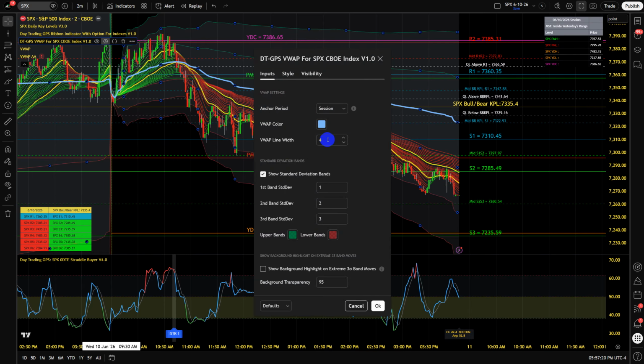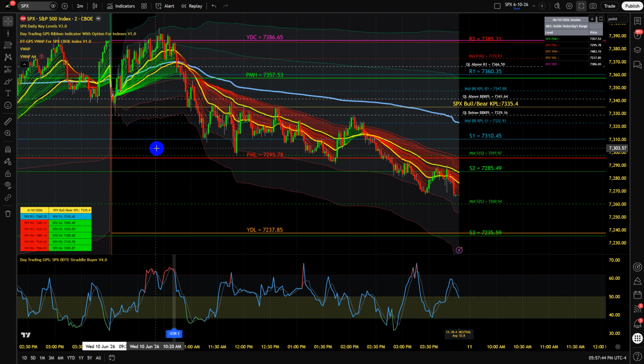So you go in, you can have a different anchor period. Typically just use it on the session. We have the VWAP color set to blue because that way it creates a difference between that and the thick moving average lines of the ribbon. So it creates a nice contrast with that. And this also can be very helpful throughout the session. It just really depends on how much you want to have on your chart. You can turn these bands off if you prefer not to have the bands and you just want to see the VWAP line by itself.